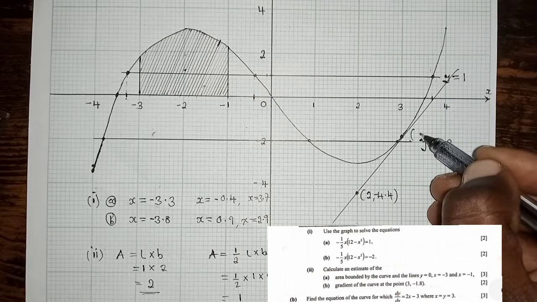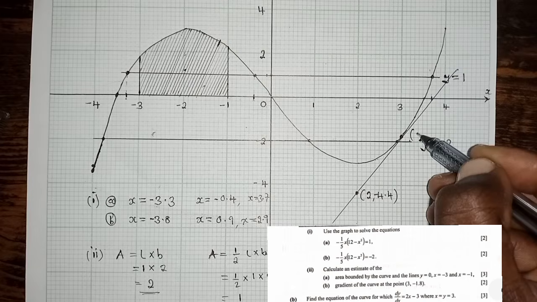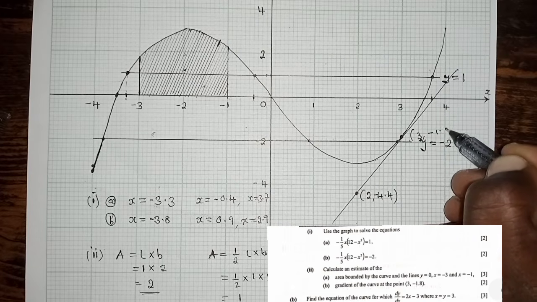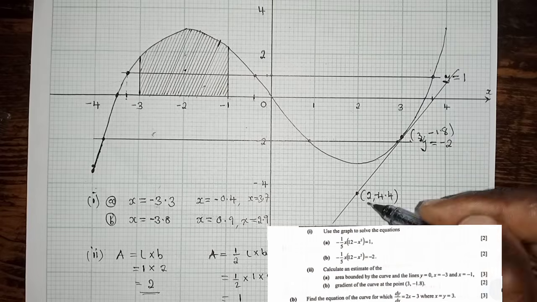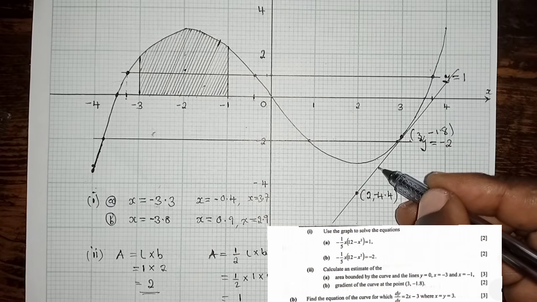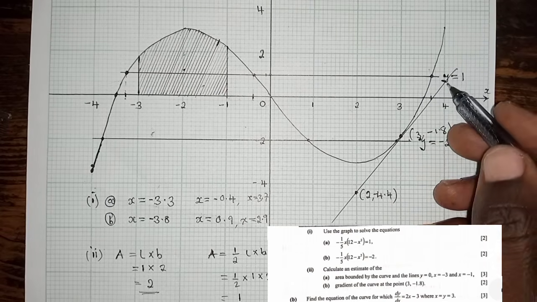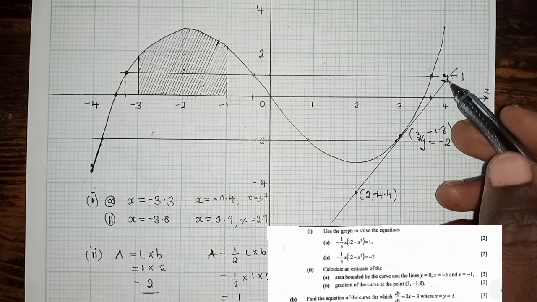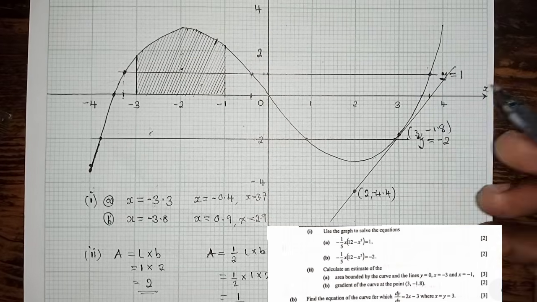And also this one, which is 3, negative 1.8. This one has been given in the question, so if you want, you can pick the coordinates which are here, but as long as it's along the line, you can pick the coordinates here, it's okay.